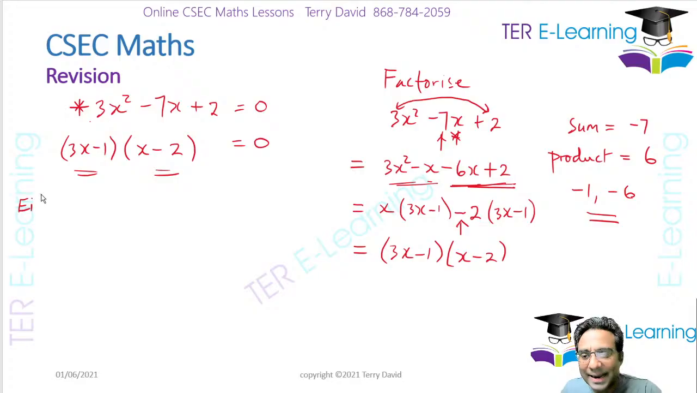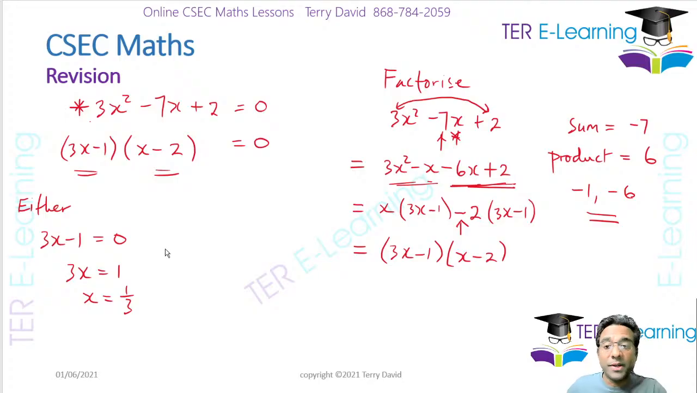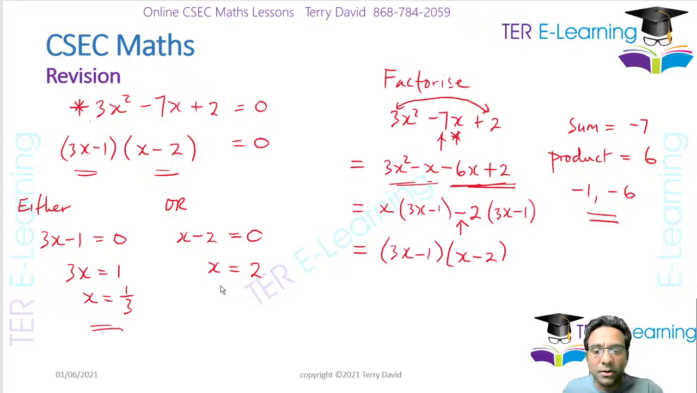I'm going to have to say either, right? This will give me one solution. So either 3x minus 1 is equal to 0, right? Therefore, 3x is equal to 1, and therefore x is equal to 1/3. So this is one solution to my equation. The other solution, what we call the OR, right? We're going to say x minus 2. So the second bracket, we need to put that equal to 0. So therefore, x is equal to 2. So my solutions are this. x is 1/3 or x is equal to 2 to this equation that we have up here, right?